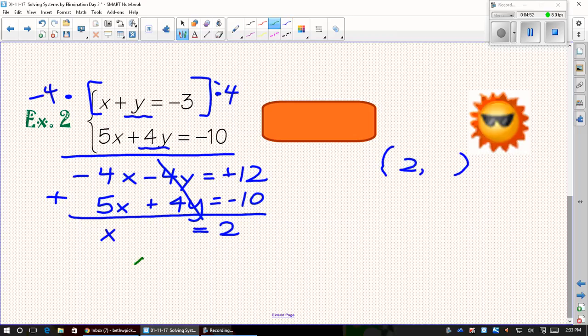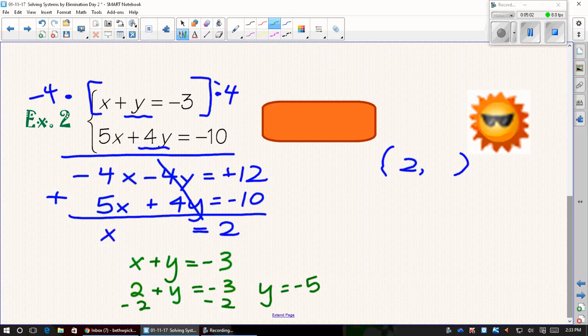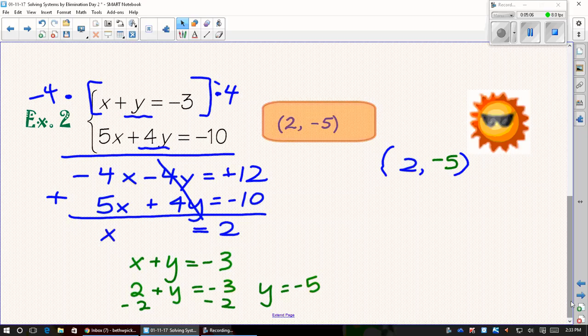Okay, this one seems pretty straightforward. x plus y equals negative 3. 2 plus y equals negative 3. Subtract 2, so y equals negative 5. All right, let's check and see if I did that right. There will be occasions that will come up where you're actually going to have to multiply the top equation by one number and the bottom equation by a completely different number. We'll look at some of those in just a minute.